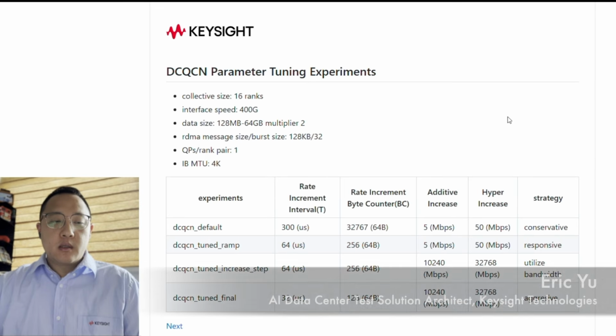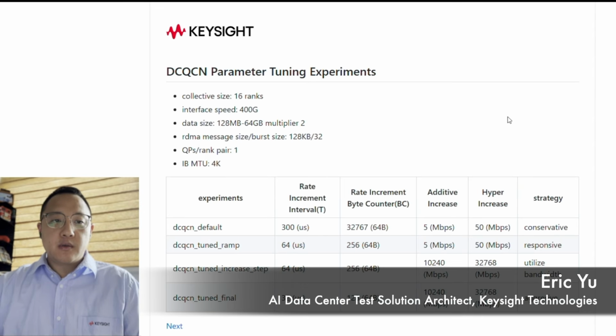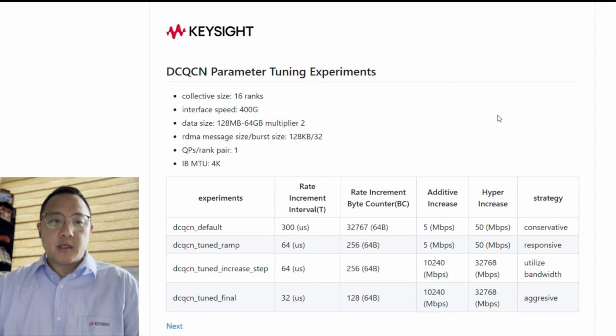Hello, everyone. Welcome to the DCQCN tuning demo of Keysight AI Data Center Builder. We conducted 4 experiments using different sets of DCQCN parameters, fine-tuning for all-collective in this demo. The DCQCN default configuration here is designed to be conservative in rate adjustment frequency and increments to avoid causing congestion.